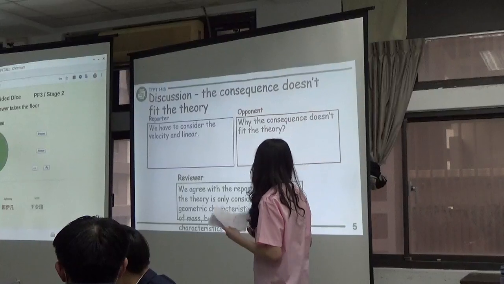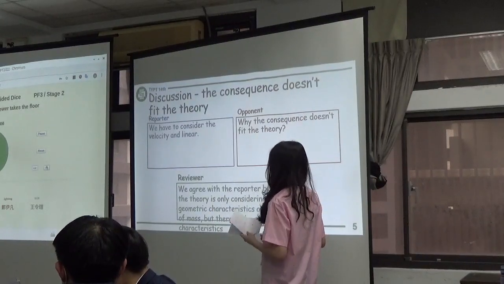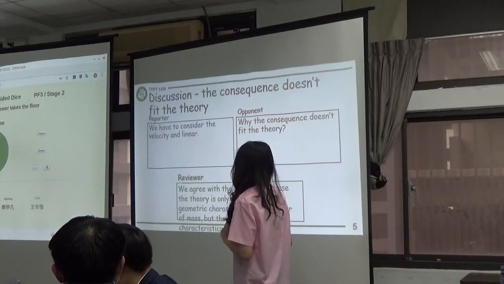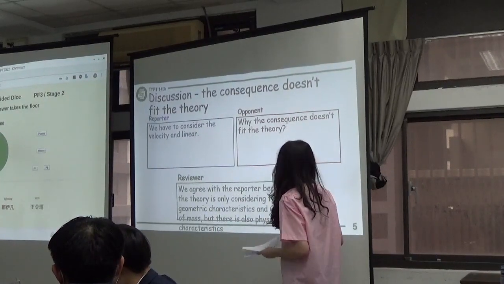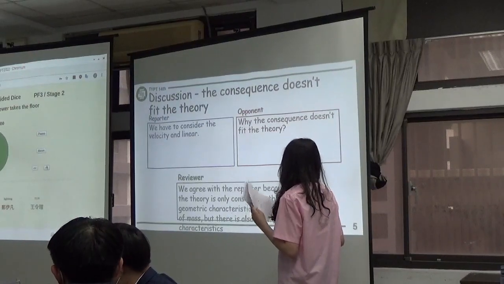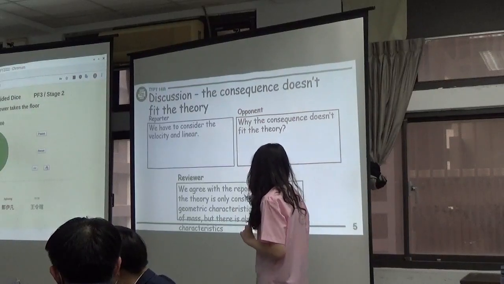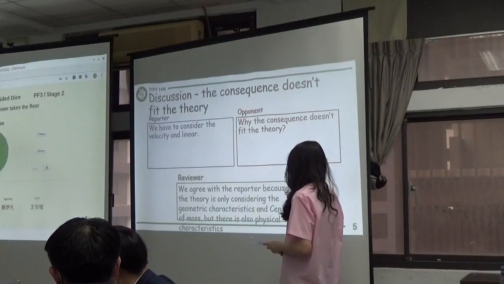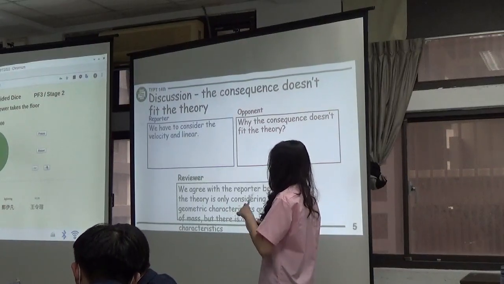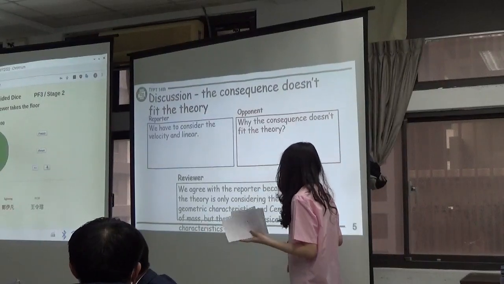So here's the first question and discussion, and it's the consequences that doesn't fit the theory. And the reporter just said that we have to consider the velocity and the linear velocity, and the opponent just asked about why the consequences doesn't fit the theory. And in our opinion, we agree with the reporter, because the theory is only considering the geometrical characteristic, and the center of mass is also called like the center of gravity, but there's also physical characteristic.